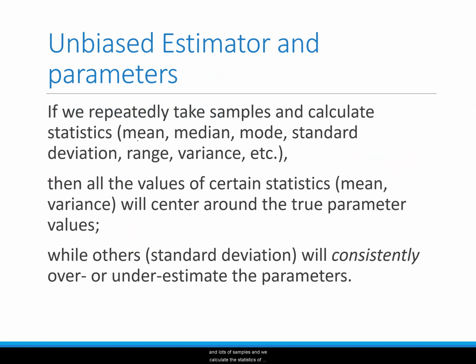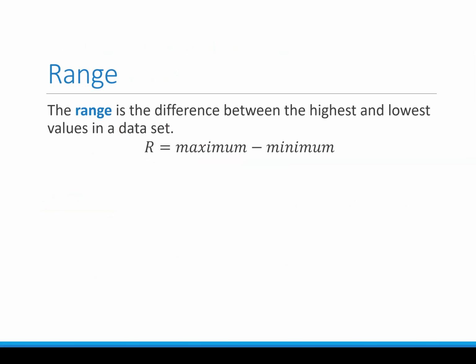If we take lots and lots of samples and we calculate the statistics of those samples, the mean, the median, the mode, the standard deviation, the range, and the variance, certain statistics, the mean and the variance, will center around the true parameter values of the population, while others, the standard deviation, the median, the range, will consistently over or underestimate the parameters. So when we mean unbiased estimator, there are really 2 of them that we'll be focusing on, and a third is the proportion, which we'll talk about a little bit later.